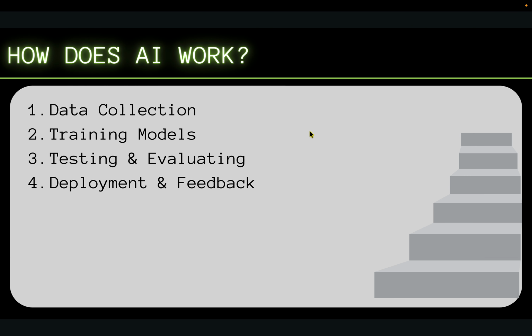So, how does it work? So, there are these primary steps that occur. So, you have data collection, and then you have the training of models, then you have testing and evaluating, and you also have deployment and feedback. So, we'll take a look at each.